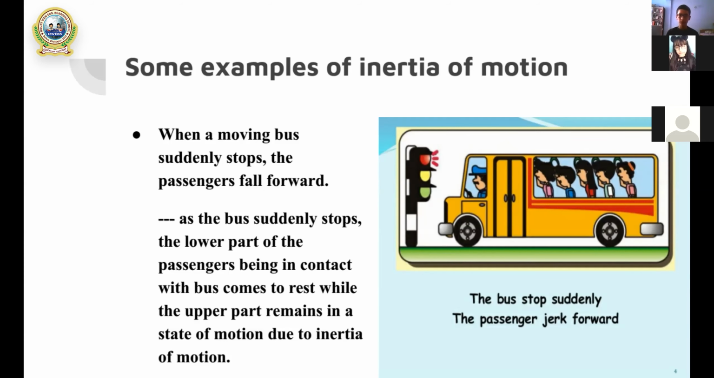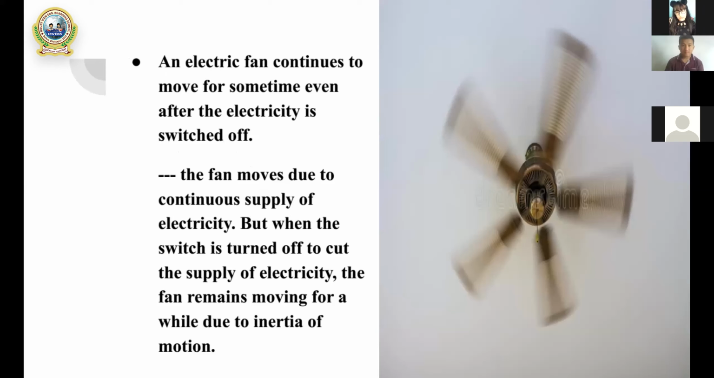Next example here: this is the fan, and the picture is trying to show the fan in the state of motion. The fan is moving. Whenever we switch off, whenever we cut off the electricity, even though the power is off, we can find the wings of the fan continue to move for a while. So an electric fan continues to move for some time even after the electricity is switched off.